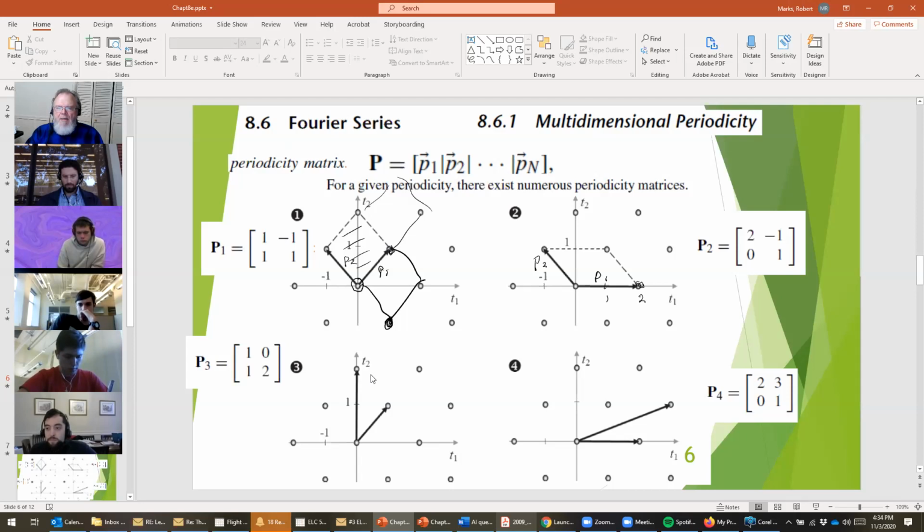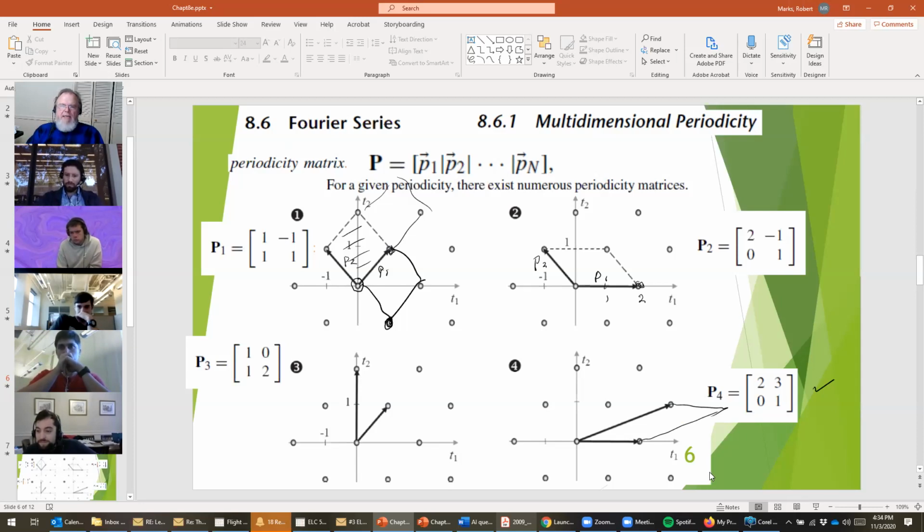So we have down here 1, 1 and 1, 2. I'm sorry, 0, 2, 1, 1 and 0, 2. This would also be a periodicity matrix for this replication. The replications, again, in all cases are identical. Or we can get kind of weird over here and go to 2, 0 and 3, 1. That's also a periodicity matrix. Now here you're going to have a long, skinny parallelogram, right?